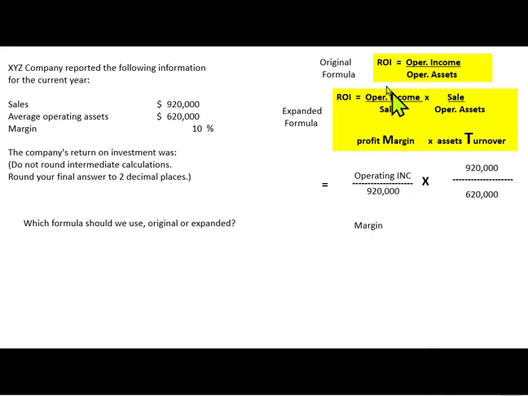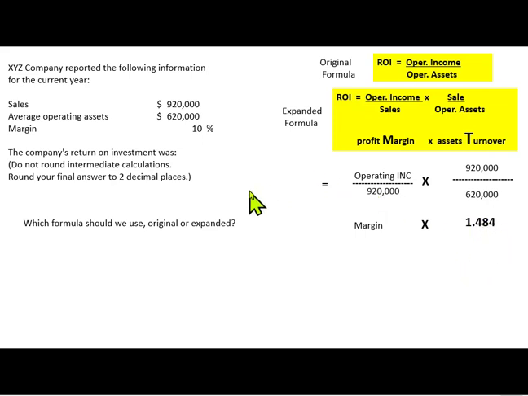Or we can say this, operating income divided by sales, there's another term for that. That's another formula called profit margin. And they gave us profit margin. So we can say profit margin times this asset turnover. I've already made the calculation. If you take $920,000 in sales divided by $620,000 in operating assets, you get an asset turnover of 1.484. So now we're getting awful close to the answer here.